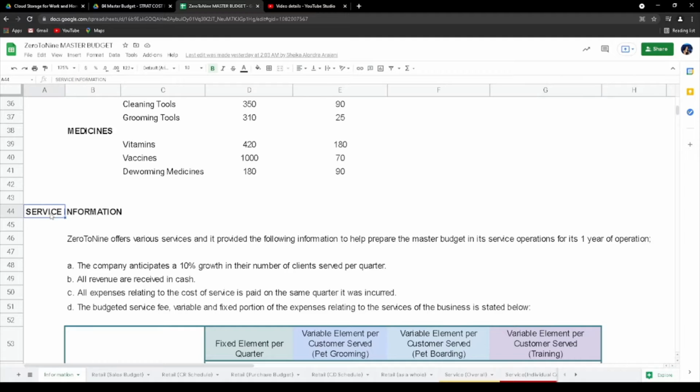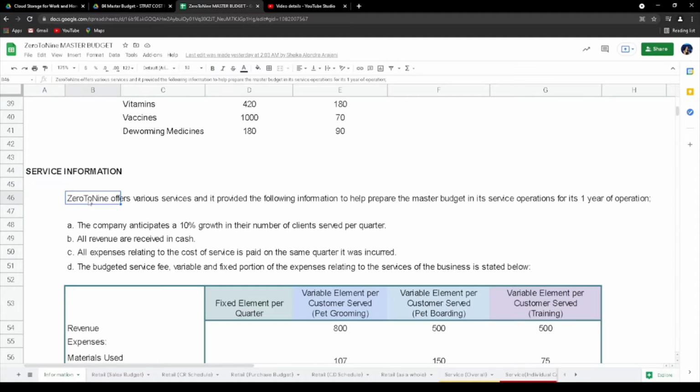For the service information, ZeroToNine offers various services and it provided the following information to help prepare the master budget in its service operation for its first year of operation. Letter A, the company anticipates a 10% growth in the number of clients served per quarter. Letter B, all revenue are received in cash. Letter C, all expenses relating to the cost of service is paid on the same quarter it was incurred.